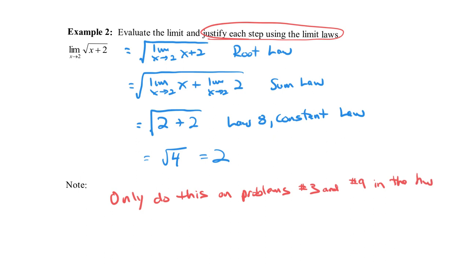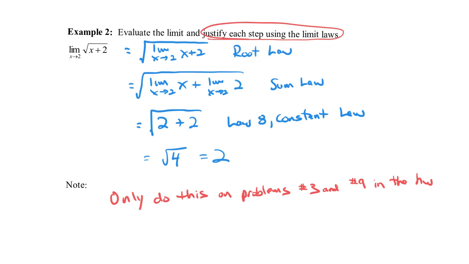Now, if you read the directions, you'll see that problems number 3 and number 9 ask us to justify each step using the limit laws. The problems after that don't ask us to do that, so don't waste your time doing this for all the other problems. The other problems are going to be testing your algebra as it is, so we don't need to take the time to also write these down. So, only on problems 3 and 9 do we have to justify each step using the limit laws.